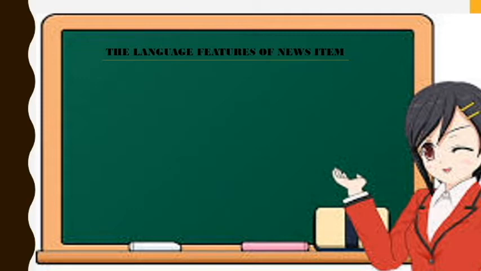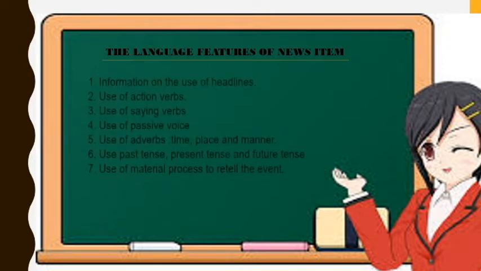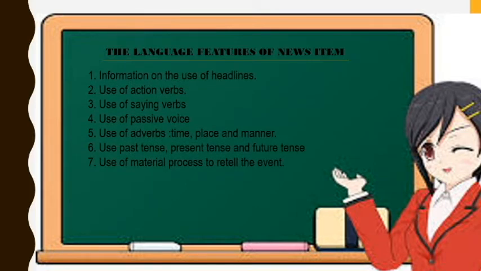Next, the language features of news item. Okay, the language features. First, the use of headlines. Second, use of action verbs. Third, use of saying verbs. Fourth, use of passive voice. Fifth, use of adverbs of time, place, and manner. Use of past tense, present tense, and future tense. And the last, use of material process to retell the event.